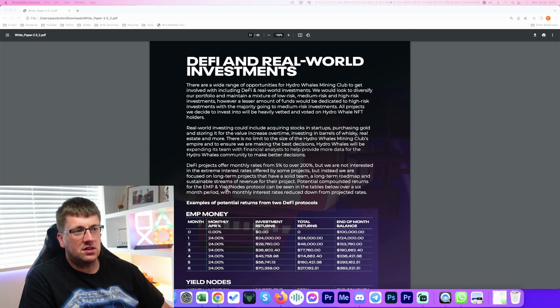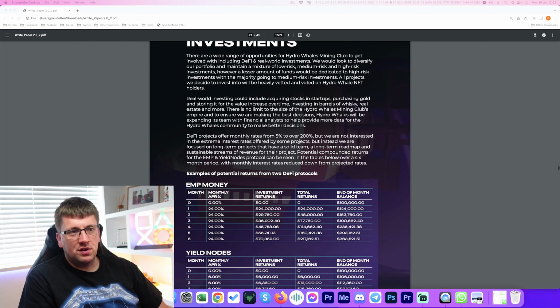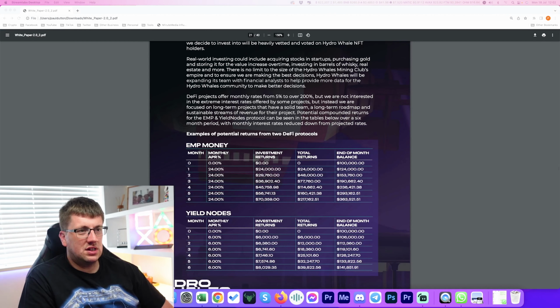If you look at things like EMP, so EMP money, I haven't done a video on this yet. It's like a Tomb fork protocol with some interesting ways of doing things on there and some extra features like the detonator, some really innovative stuff. It's doing really well. And obviously Yield Nodes is another kind of project, which is node based. So this is quite cool. And it gives a breakdown of roughly what they could be in terms of balances and costs and investments and all that kind of stuff.